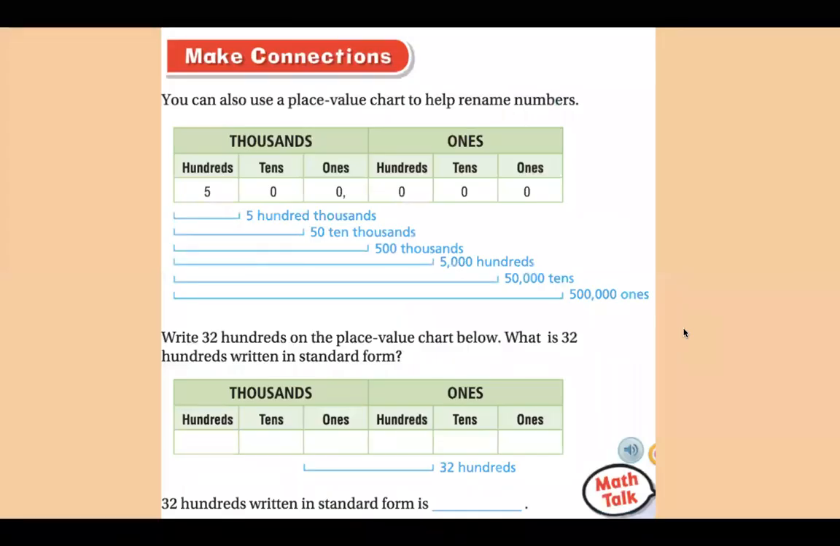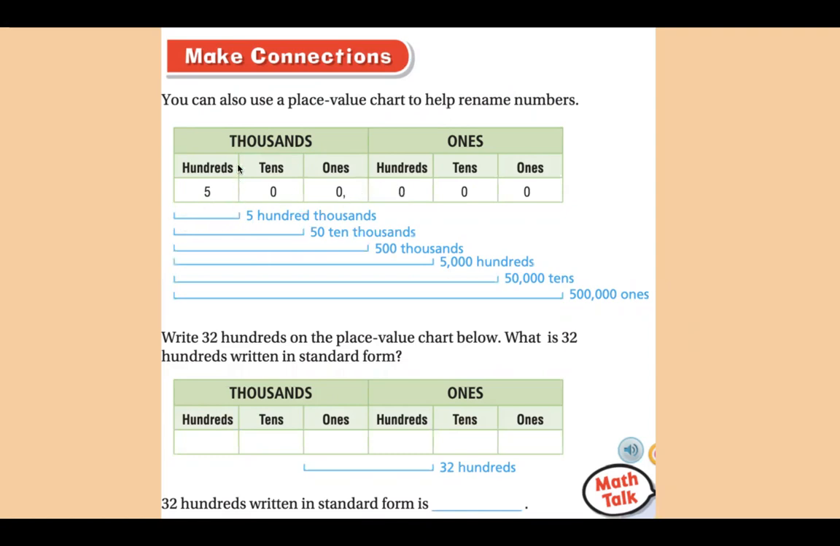Okay. So here's using place value. So we can use models to rename numbers, or we can use a place value chart. So this is probably the quicker, easier way than drawing pictures. So in this place value chart, we have the number 500,000. What are some other names I could call 500,000?